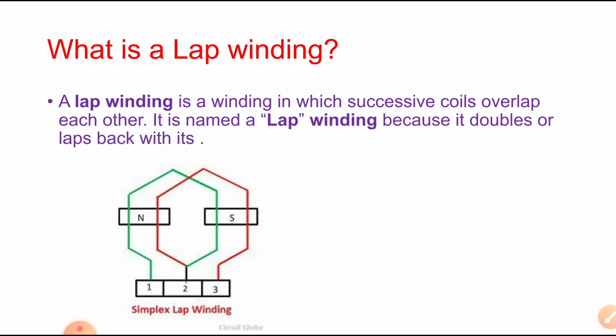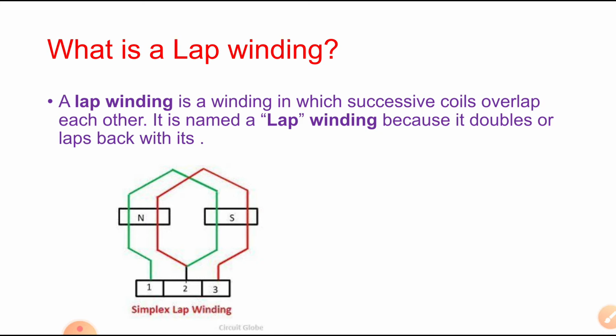Now this is a lap winding. As we discussed previously, the meaning of the lap winding in DC or AC. So what is the meaning of this? A lap winding is a winding in which successive coils overlap each other, just like we take one example, Bajrangabali's tail. How his tail itself was used as a chair in the court of Ravana. So how he used his tail, that is the lap winding.